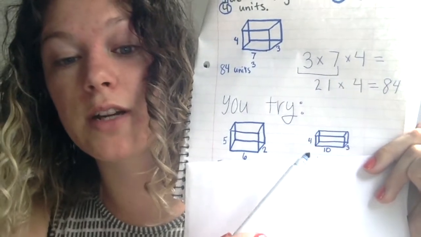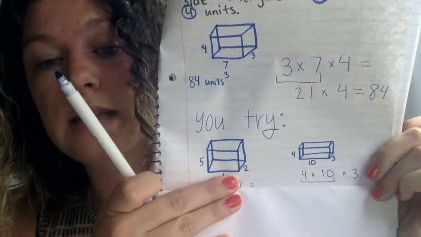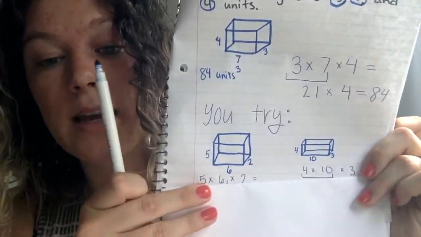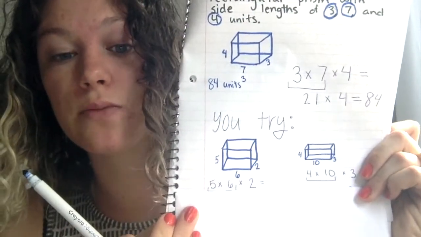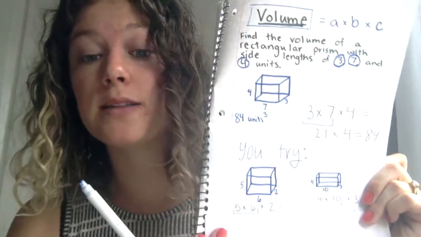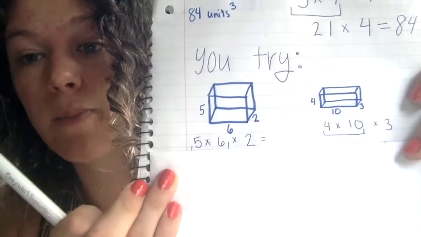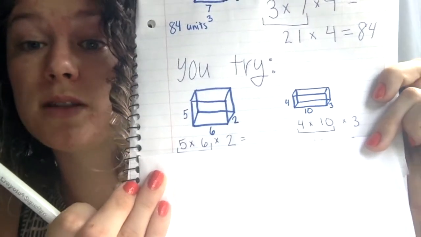So on this one right here, you're going to say 4 times 10 times 3. And over here, you're going to say 5 times 6 times 2. Go ahead and pause the video to solve those two problems. Do not forget to label it properly. Units cubed, that little tiny 3.